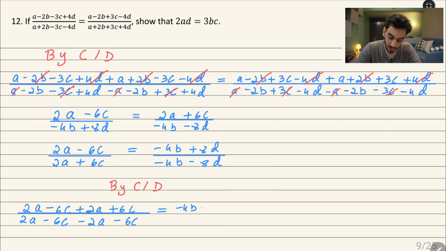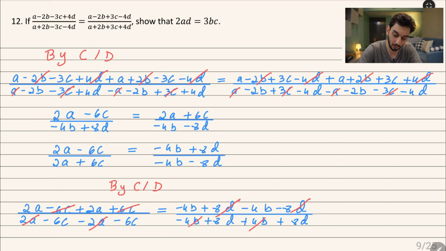So minus 4b plus 8d minus 4b minus 8d, and the denominator would be numerator, which is minus 4b plus 8d minus the denominator. So everybody gets a negative sign, so they become positive. So plus 4b plus 8d. Okay, let's see what cancels out. Over here, the negative and the positive 6c's can go away. 2a negative 2a just goes away. 8d negative 8d goes away. Negative 4b positive 4b goes away. Okay, I think I have some space over here, so I'll write it over there.